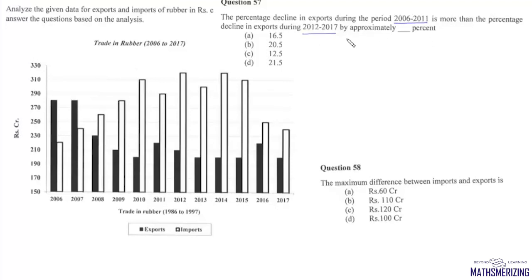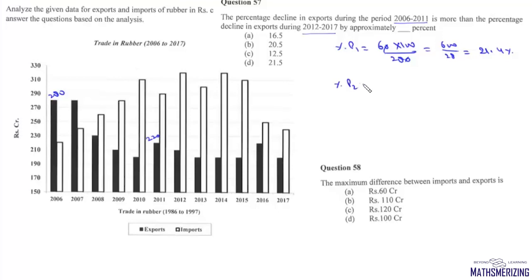Now in 2006, exports were nearly 280, and in 2011 they are 220. So the percentage decline in this first period is 280 minus 220, which is 60. So it will be 60 into 100 divided by 280, and that is 600 divided by 28, which is nearly 21.4%.